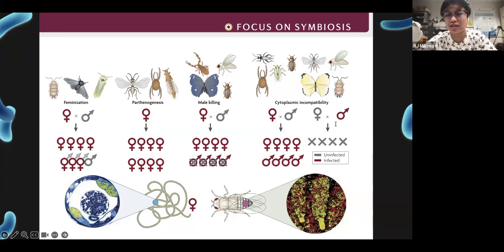Then there's cytoplasmic incompatibility, which we've talked about already, and it prevents infected males from successfully mating with females that lack the same Wolbachia types. And this is in basically all of the groups that have already been mentioned, plus a couple new ones, like crickets.